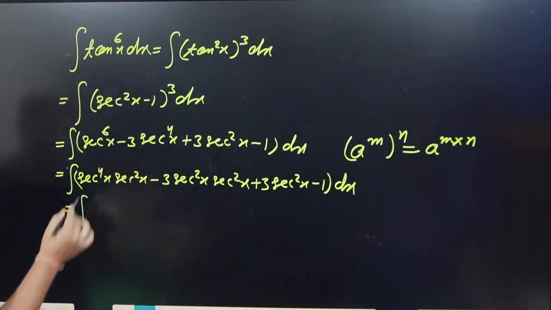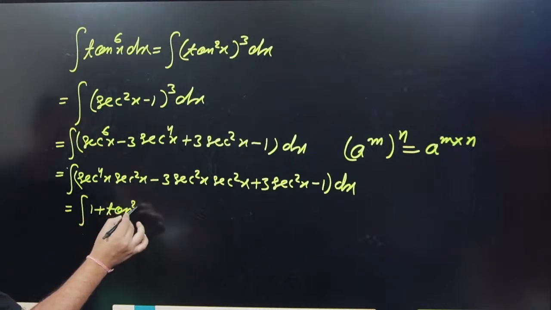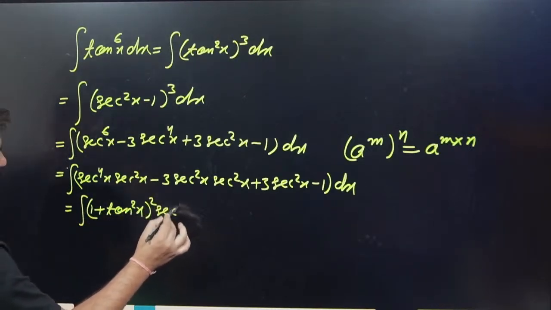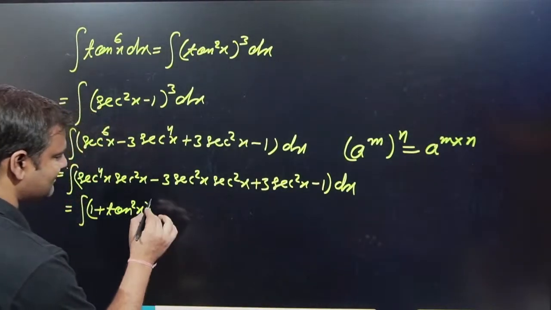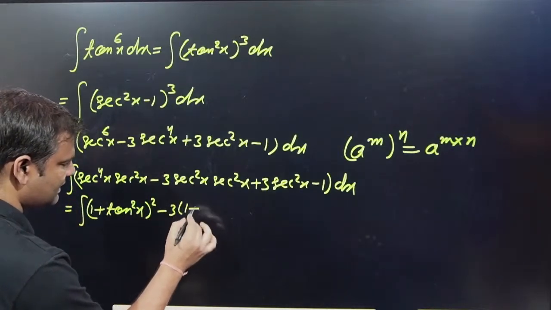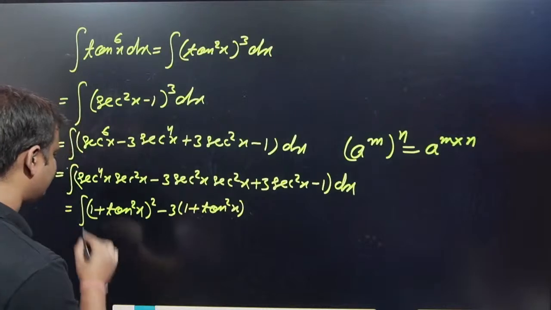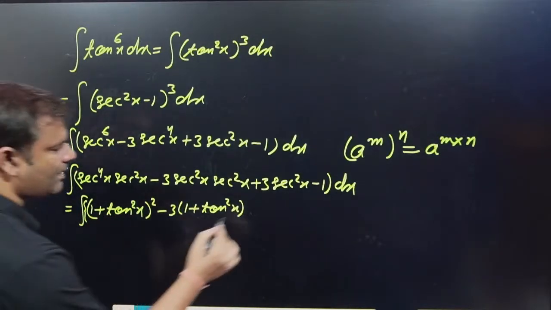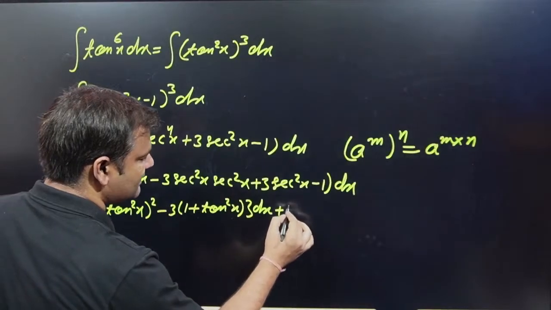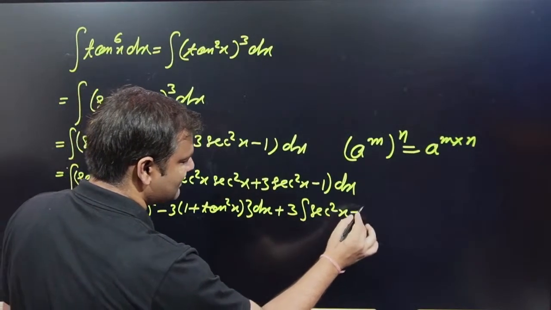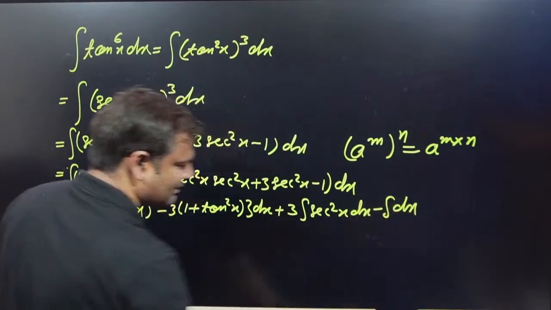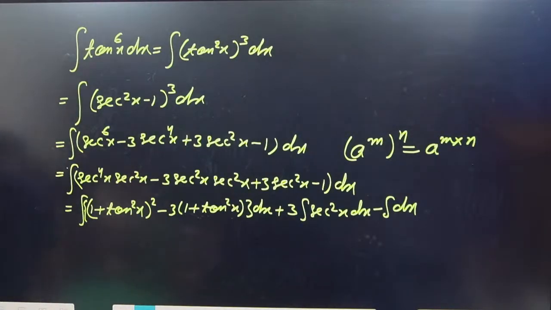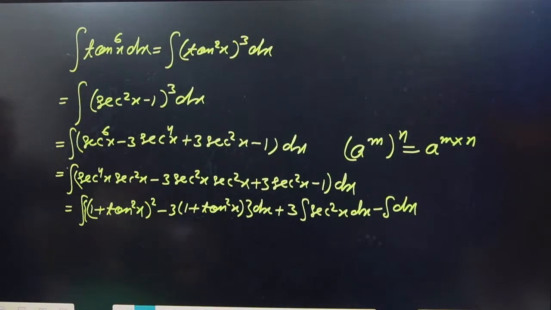And that one is 1 plus tan square x to the whole square into sec square x, minus 3 times 1 plus tan square x into dx, plus 3 times sec square x dx minus 1 dx. Okay, I hope so clear.